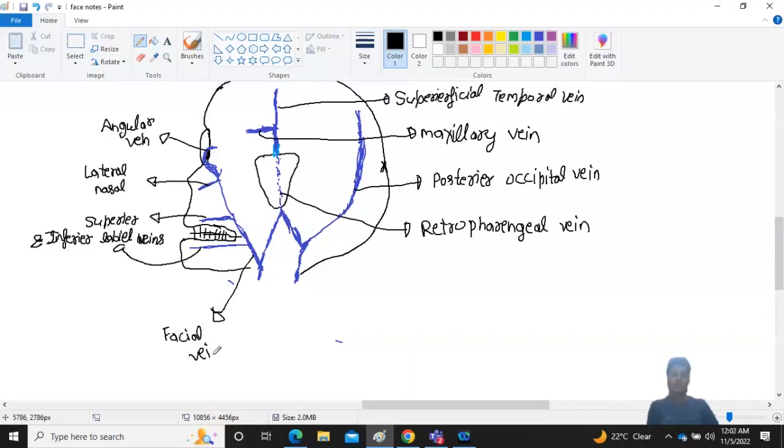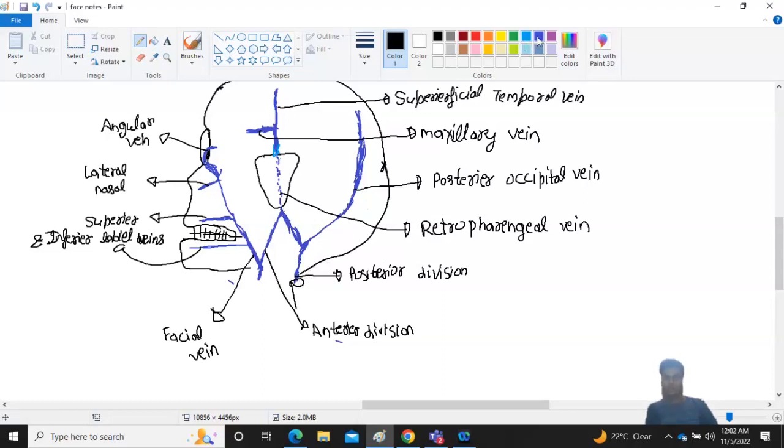Facial vein. This is the anterior division, and this is the posterior division. Then the posterior division drains into the external jugular vein.